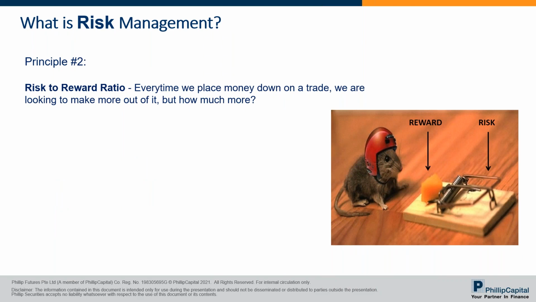The second principle I want to highlight is the risk to reward ratio. This talks about how every time we place money on a trade, we are looking to make more than the amount that we risk. I thought the image was pretty cute, and quite self-explanatory. The cheese is the reward, but the mousetrap is the risk. The mouse has to contemplate whether to go for the cheese. Is the reward worth the risk of the mousetrap shutting on him? That's the mindset we have to carry whenever we put on a trade.